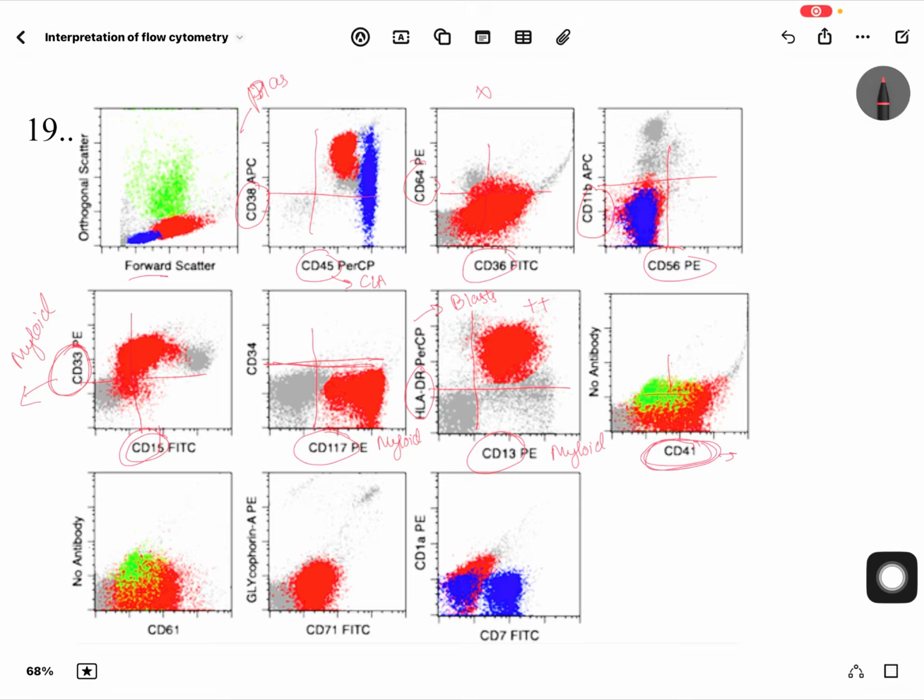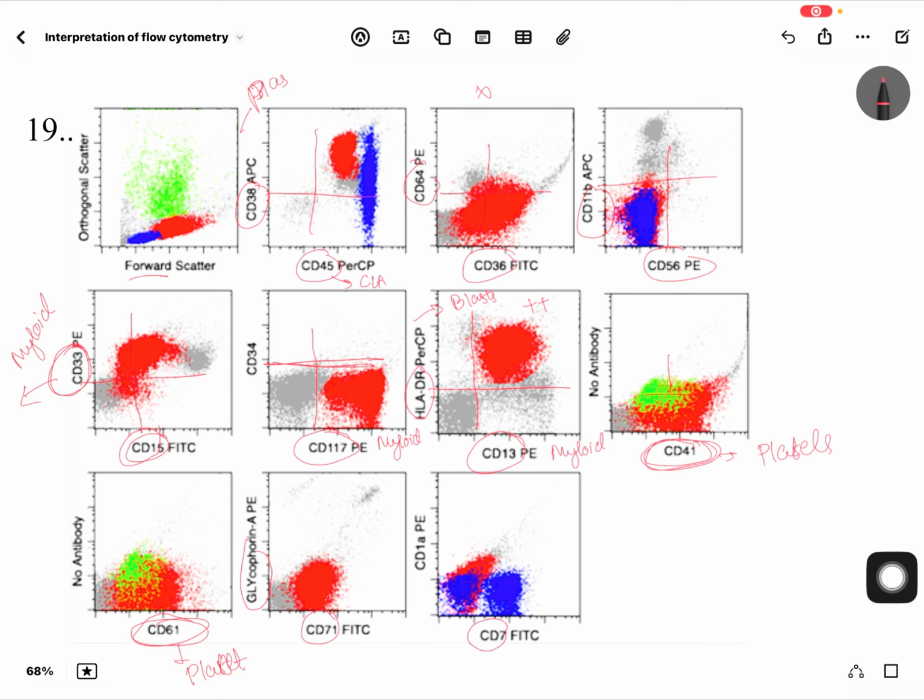Okay, then CD41, it is a marker of platelets. Yes, we have already studied. Then again CD61 is again a marker of platelets, which is again positive. Then again CD71, then glycoprotein. Okay, if you don't know anything, skip it.